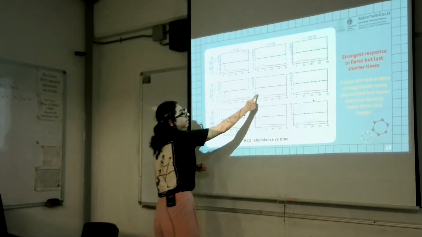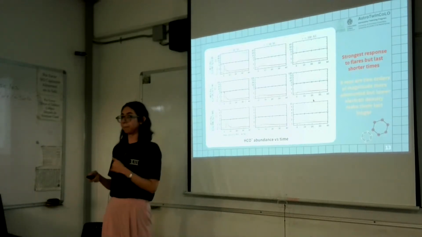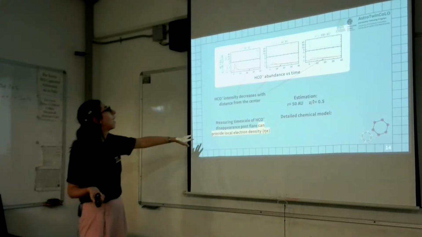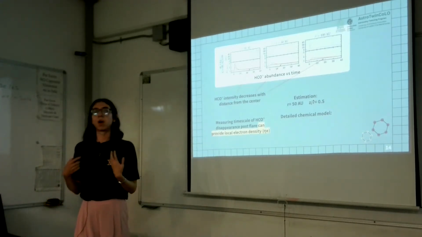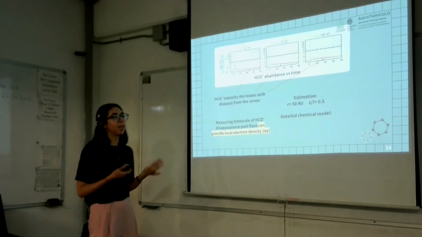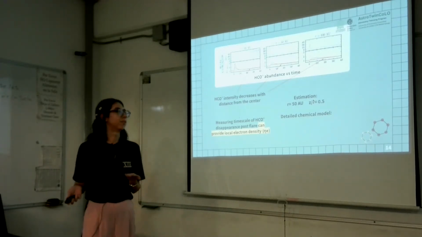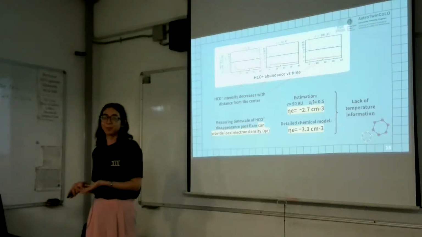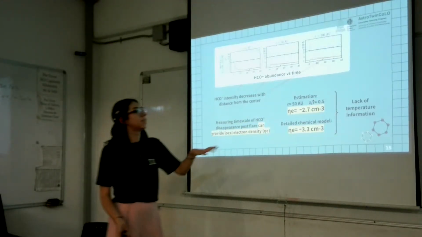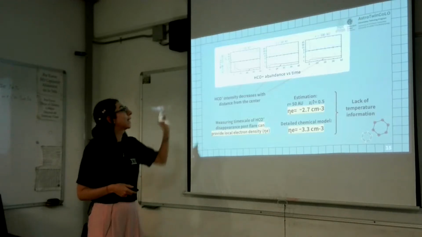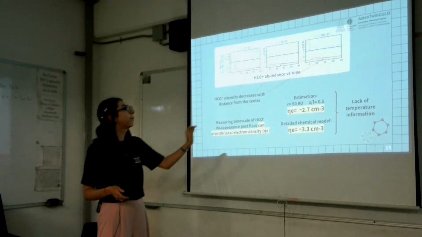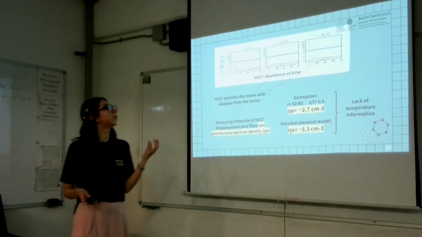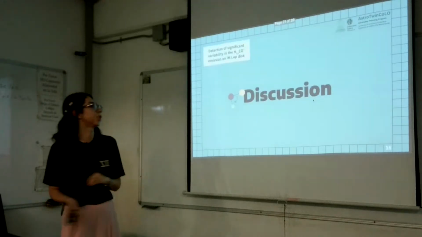You can see how they dissipate even longer. Yeah, 1 minute, perfect. With this, we can find the local electron density, which is what we're trying to measure in order to better understand the chemistry of the disk. They found that the estimated electron density is 2.7, and the chemical model actually gave us 3.3. So there is a very small difference, but it can be attributed to the lack of temperature information.